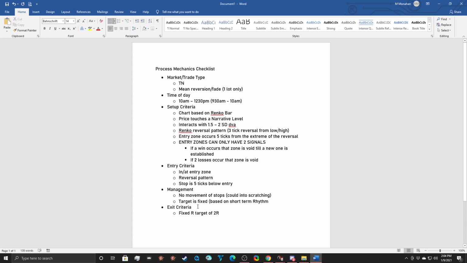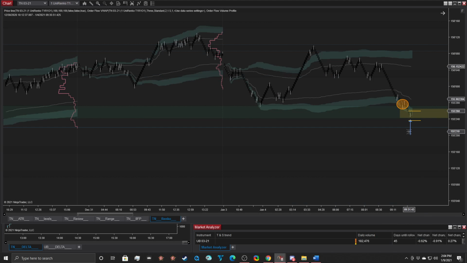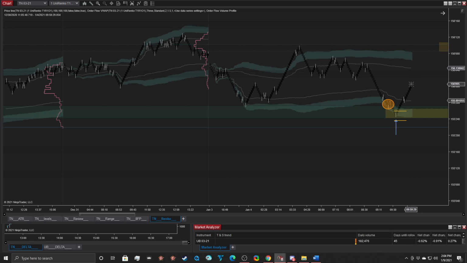Exit criteria, like I said, fixed R target of 2R. And this is just to keep my decision-making consistent. That's what it's about. It's not about necessarily making a ton of money. It's about being very consistent right now. Okay. So in this scenario here, we would look for about 10 ticks above this, which is 1, 2, 3, 4, 5, 6, 7, 8, 9, 10-ish is like right here at 60s. Yeah. So we run that up, and that would have been a nice 10-tick scale there based on what we're seeing.